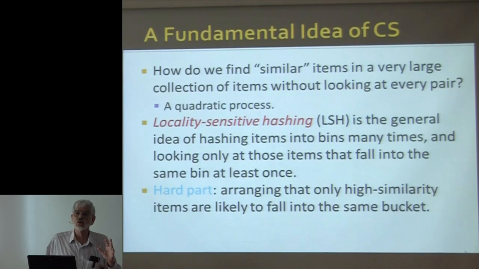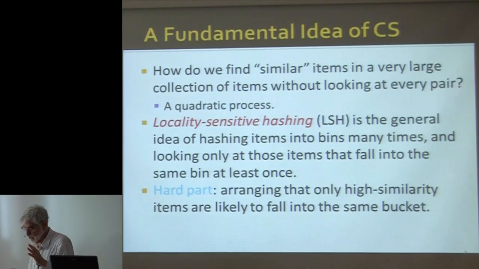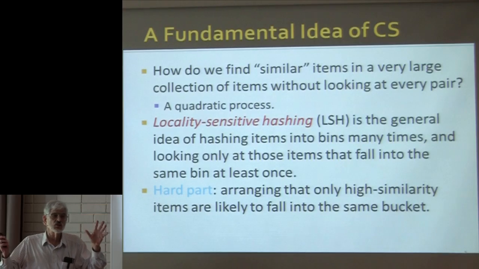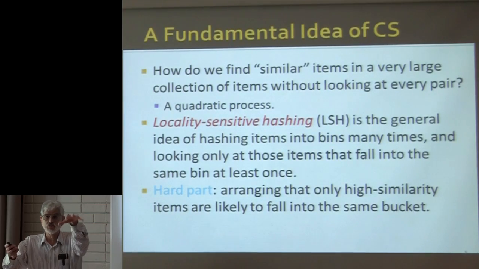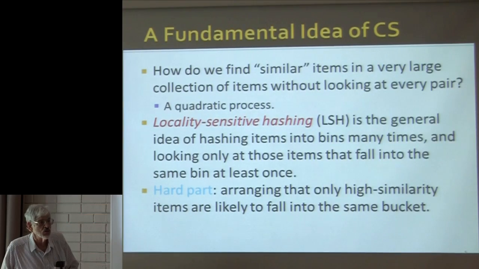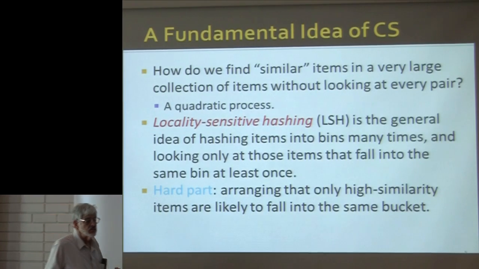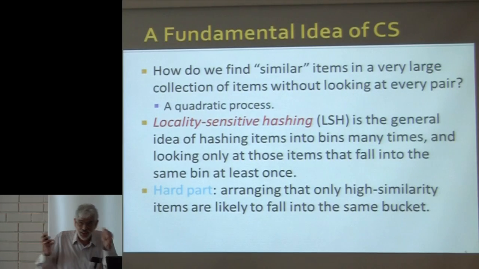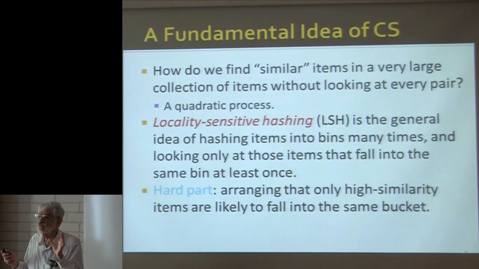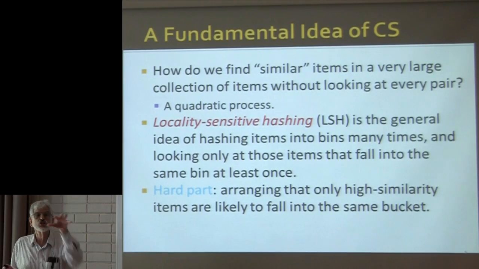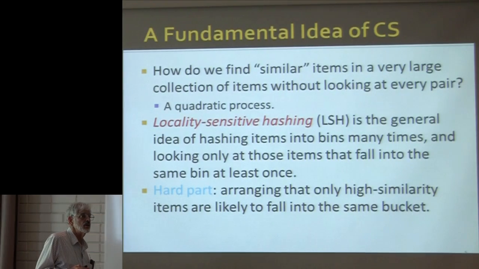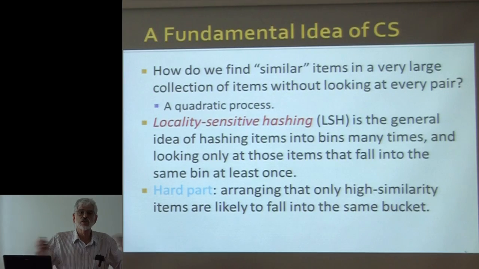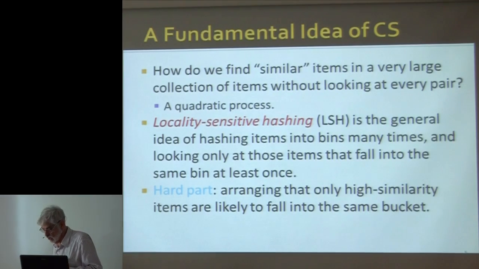Okay, in general, the way locality-sensitive hashing works is you take the items and you hash them in the classical sense, that is, just throw them into randomly determined bins. But what you want to arrange, and this is the magic of it, is that if two items are similar, there's a good chance that they'll be thrown into the same bin. And if they're not similar, chances are very small that they'll be thrown into the same bin.